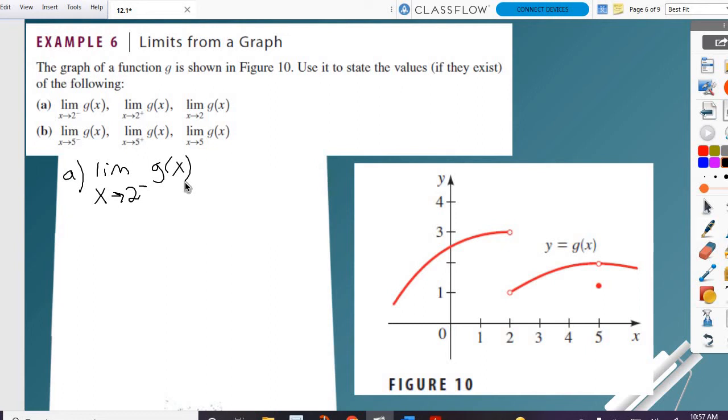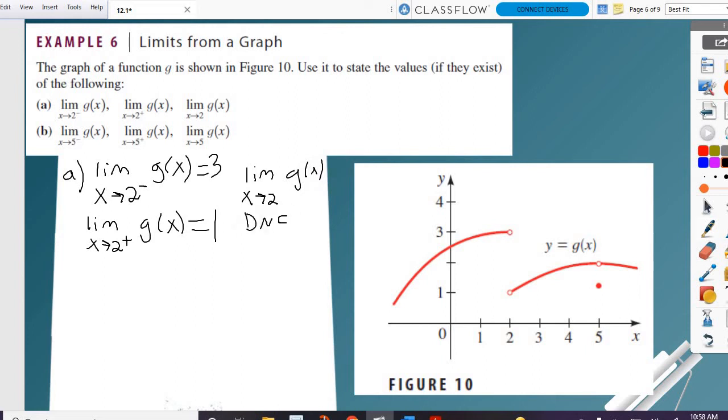So what y value is this left side approaching? 3. So the limit as it approaches from the left is 3. What about the limit as x approaches it from the right? Again, we're approaching 2, but this time from the right. So what is it approaching this time? 1. So that means that our overall limit of g of x does not exist, because 3 and 1 are not equal. I can find the left side and the right side, but if they don't equal the same thing, the overall limit doesn't exist.